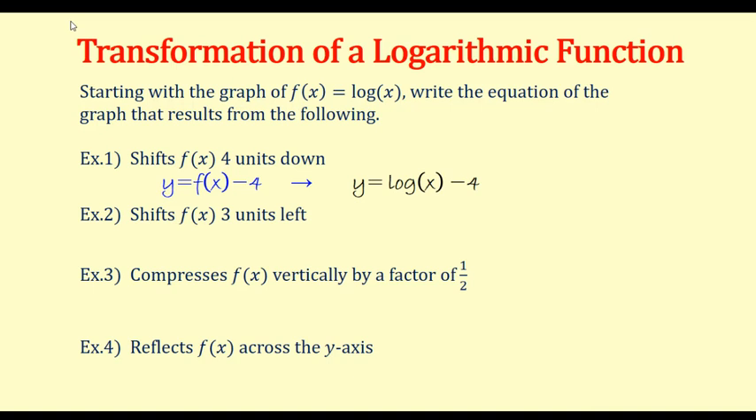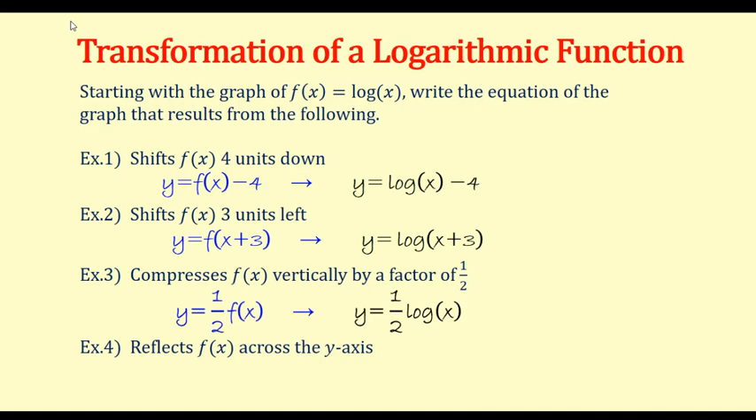Example 2 shifts f of x 3 units left. The left and right, that horizontal transformation, is the c value. So I can say y equals f of x plus 3. Or we can say y equals log of x plus 3. Example 3 compresses the function f of x vertically by a factor of 1/2. So that vertical compression is the a value. So we can write that as y equals 1/2 times f of x, or we can say y equals 1/2 times log of x.